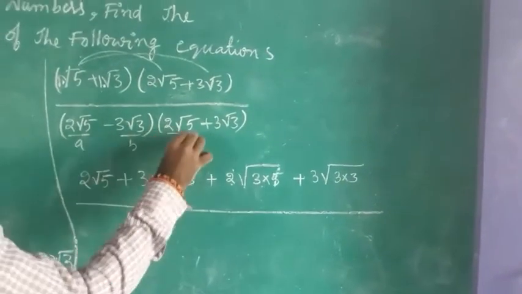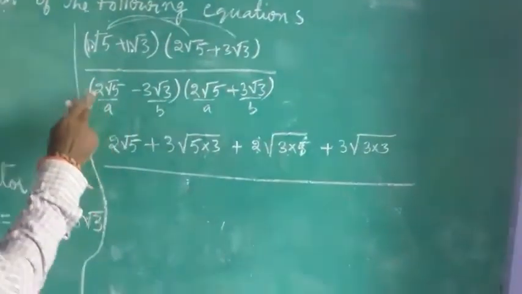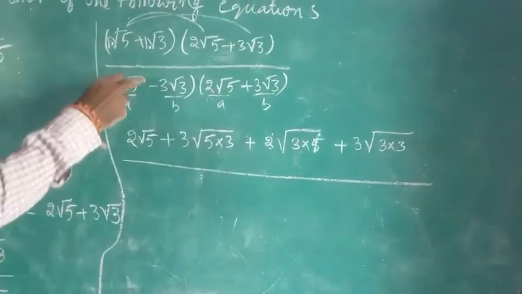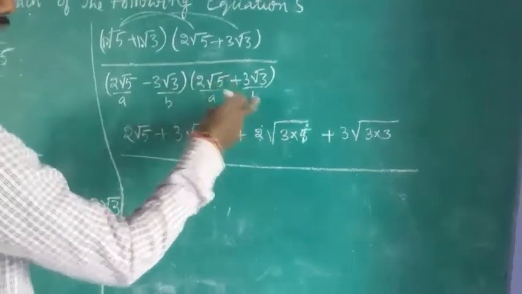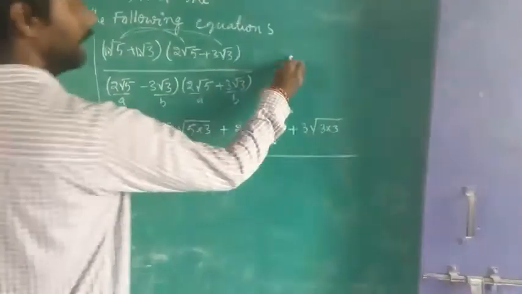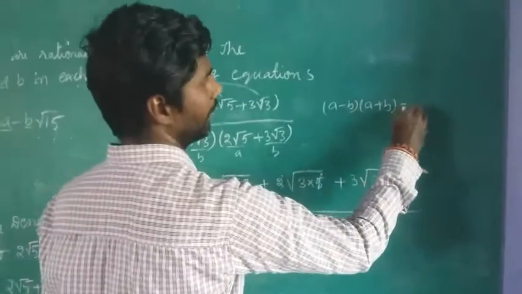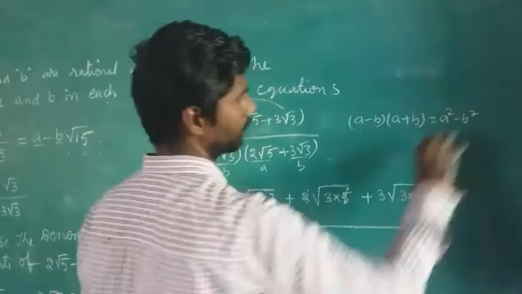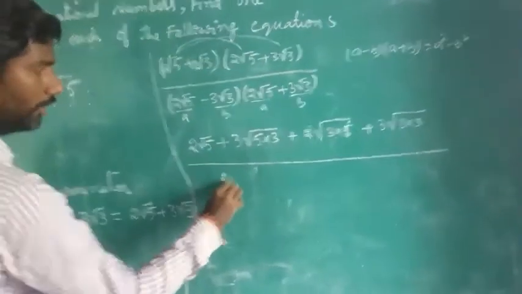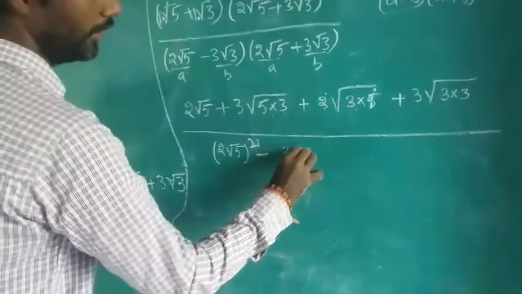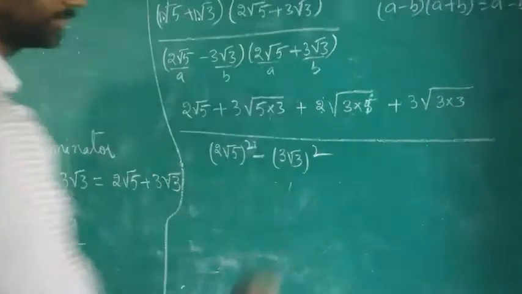Now, so many times I told you clearly that this is imaginary, this is the A and this is the B. This is the A and this is the B. See, same, 2 root 5, 2 root 5, 3 root 3, 3 root 3. So A minus B into A plus B. We know that. What's the formula? A minus B into A plus B you can write as A square minus B square. So because of that, 2 root 5 whole square minus 3 root 3 whole square.